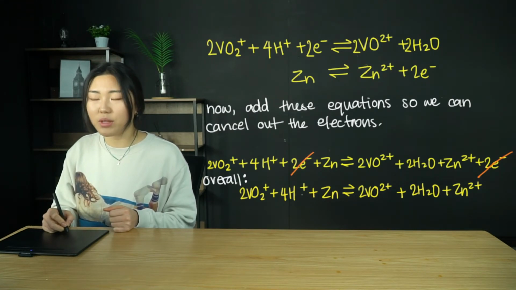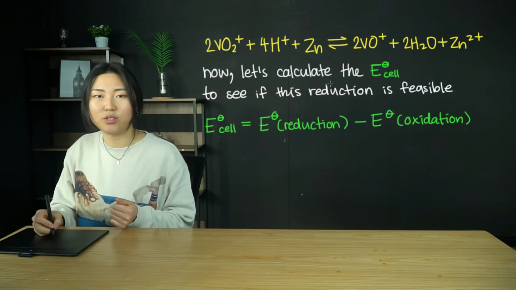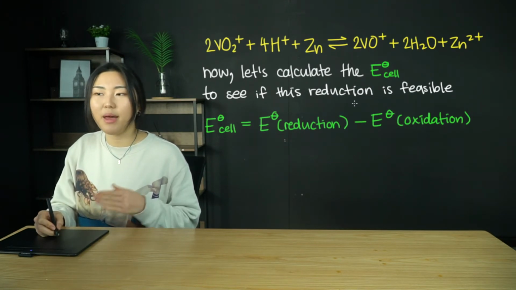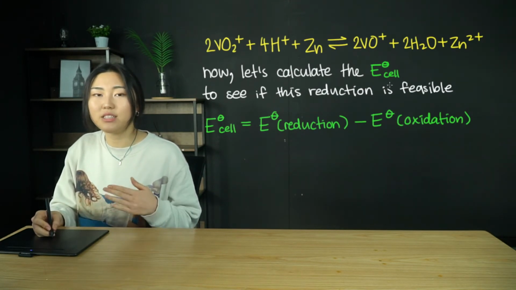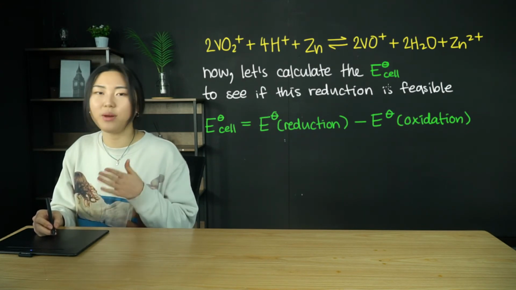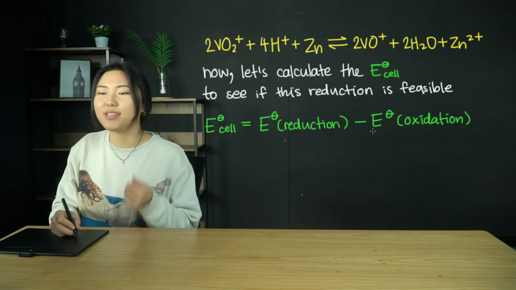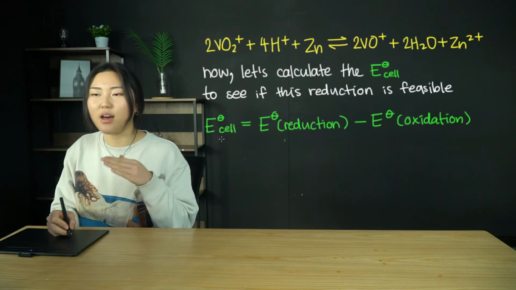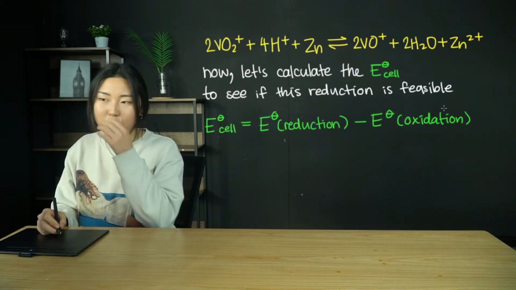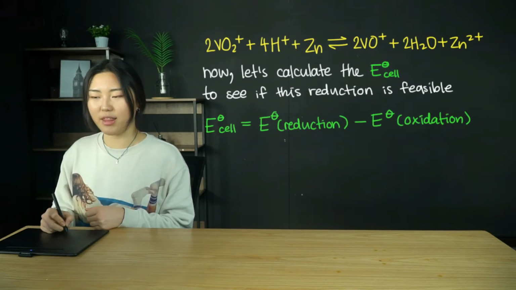With this equation that we deduced, let's calculate the cell potential of this reaction to see if the reduction is feasible. Keep in mind that the reaction will be feasible when the cell potential is positive, okay? So cell potential is equal to the potential where it's being reduced minus the potential of oxidation. Okay, so that is a formula for working that out.